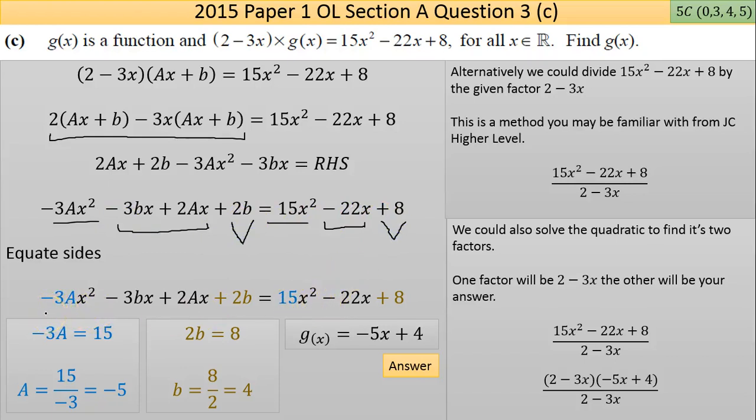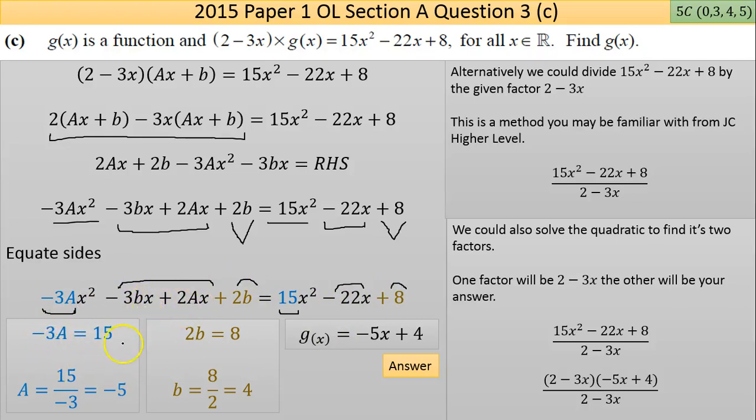Now, the color probably doesn't come out for you if I've printed it, unless I printed it in color. So just bear with me. The minus 3a corresponds to the 15. The minus 3bx plus 2ax corresponds to the minus 22. And the b corresponds to the 8. So I've done it here. I've taken the 2 things, and I'll be able to figure out the b and the a after.